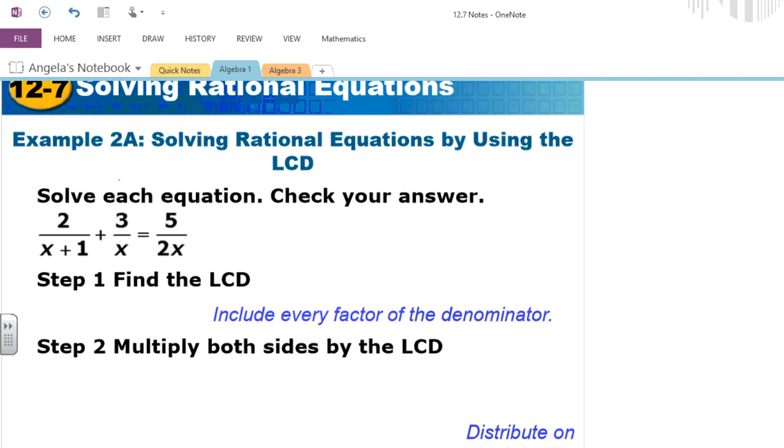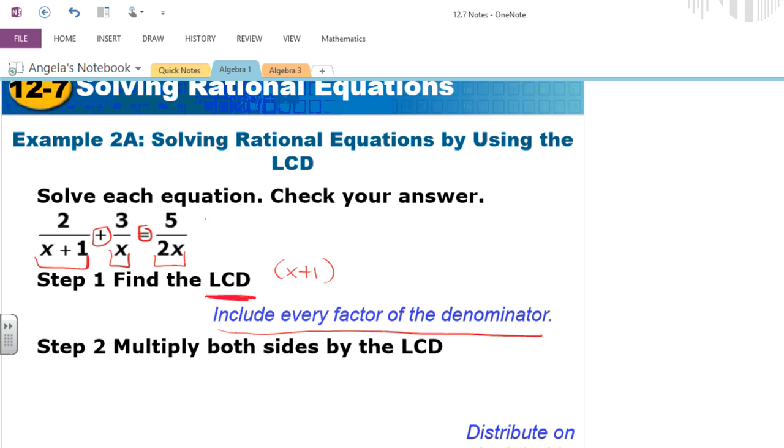So in this equation, we have an equal sign. We can't do cross multiplication because there's a plus sign right here. I mean, until we get rid of that plus sign, we can't do cross multiplication. So we need to figure out the least common denominator. And the way we do that is to include every factor of the denominator. So here's a denominator, so there's part of it, x plus 1. Here's part of it, so an x. And then we have another part, which is 2x.